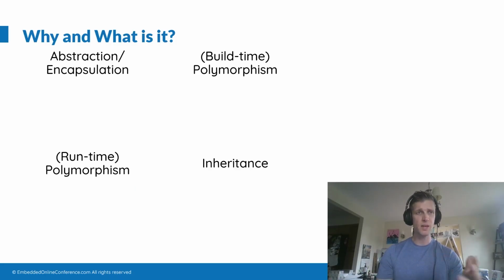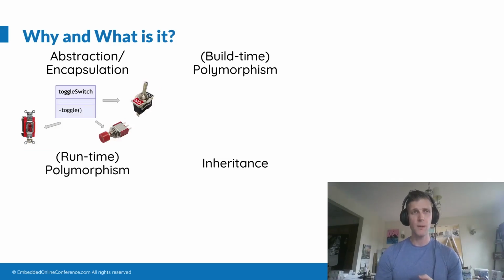So the idea of abstraction: abstraction is the idea that I'm operating on a piece of data or a class, and I don't exactly know how it's implemented. It's kind of abstracted away. So here you can see a picture of kind of a generic toggle switch, and I don't exactly know which version is implementing this thing, but it shouldn't really matter to the calling code. I just know it's a toggle switch, and so I can toggle it.